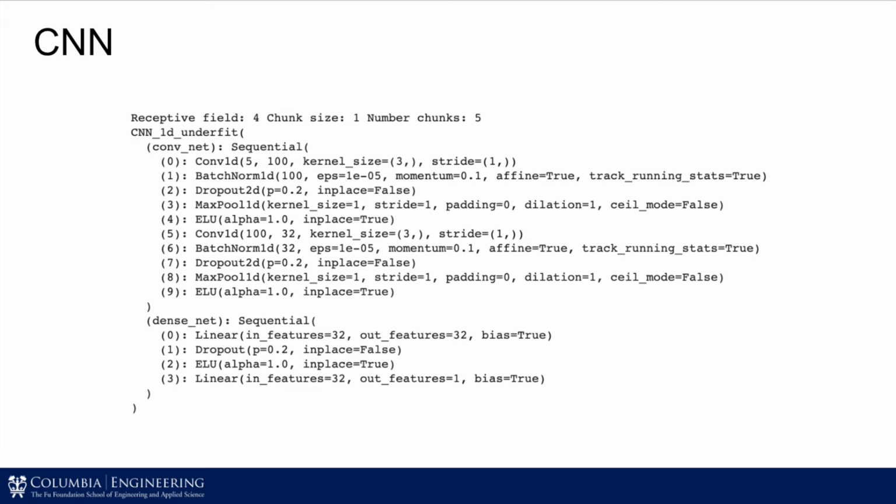Our CNN model consists of two convolutional layers, each followed by a batch norm layer, a dropout layer, a multiply layer, and an ELU layer. After the convolutional network, we added a dense net with two linear layers.